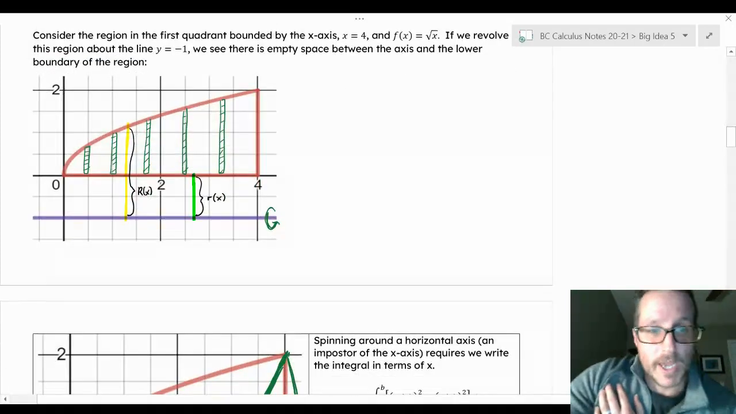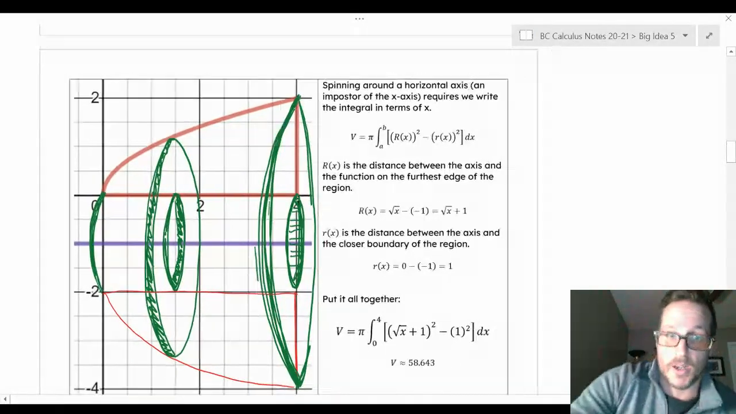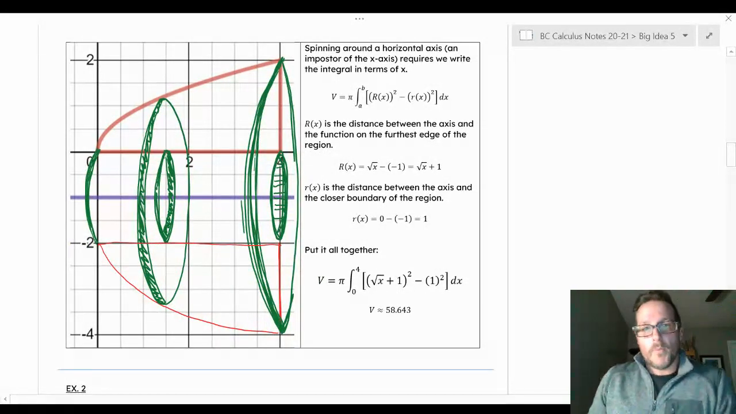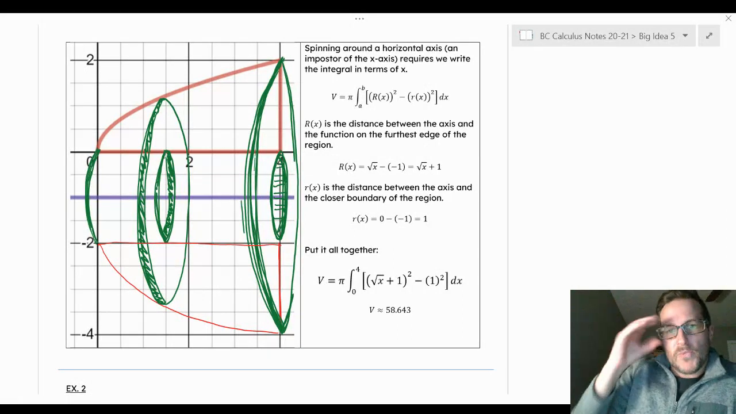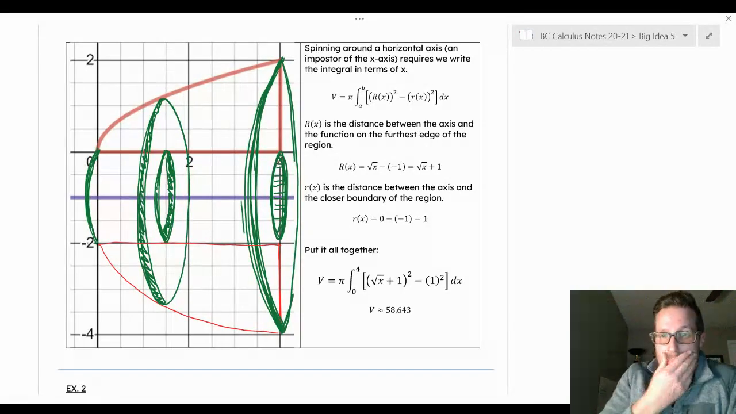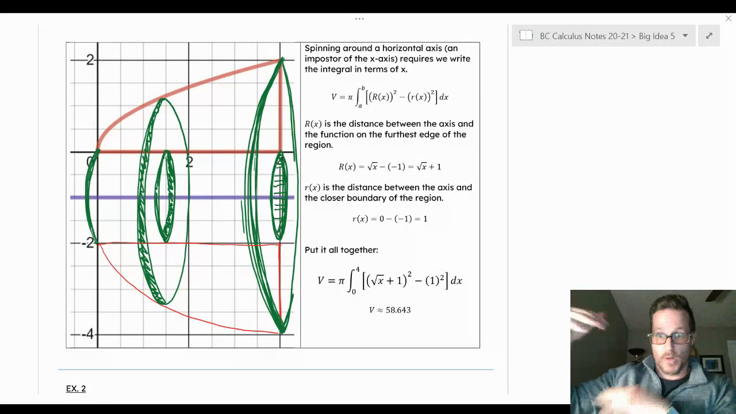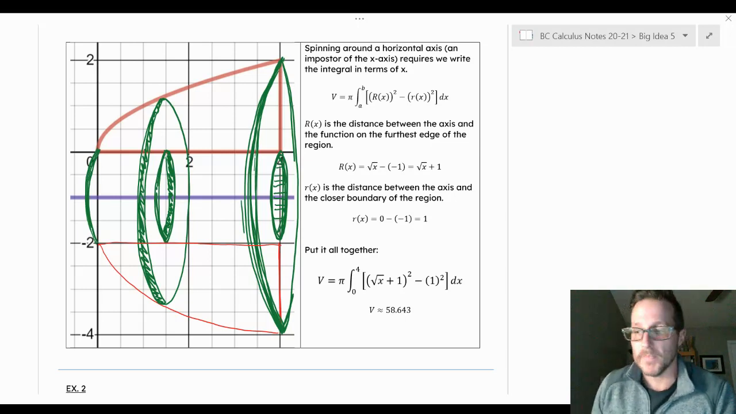So when we set up our integral, as I told you, there's a lot to look at in this 3-dimensional representation. When we spin that around y equals -1, we need this formula: pi times the integral from a to b of big radius squared minus little radius squared with respect to x. Big radius is the distance from root x to -1. So top was root x, bottom was -1. So the distance there is root x minus -1, or root x plus 1. And then the small radius, which we've already talked about, is 1.